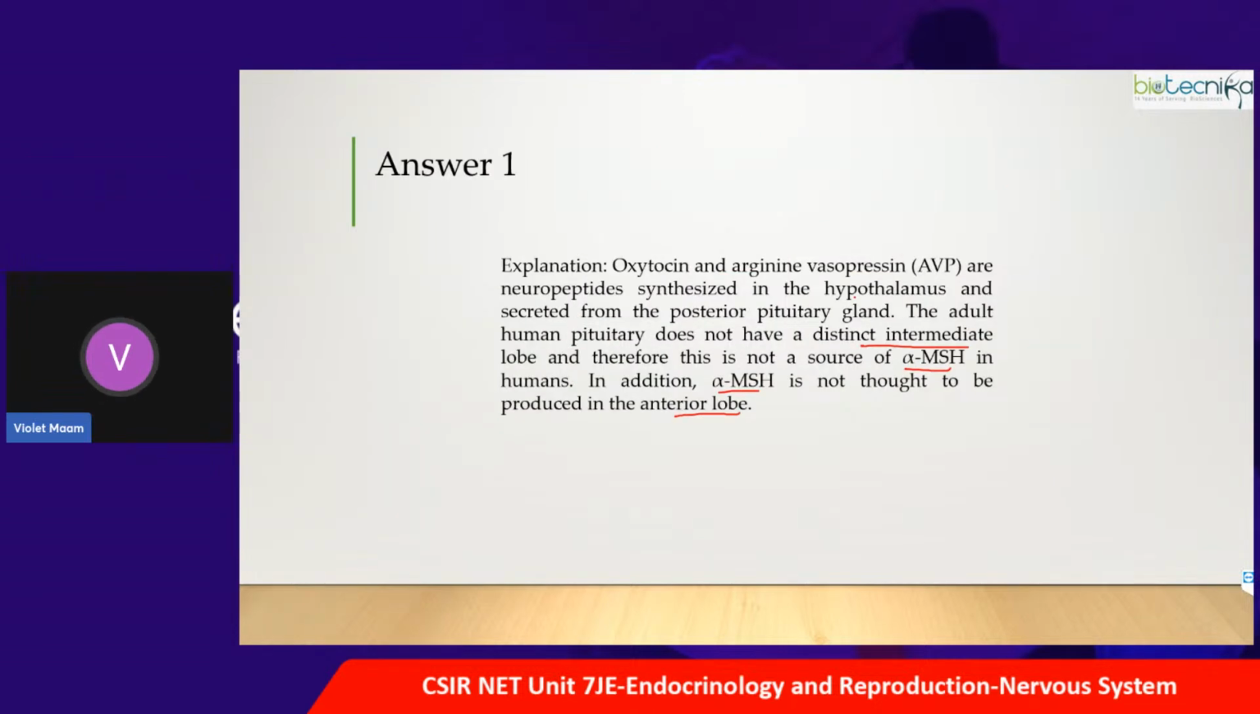So I have already discussed oxytocin and vasopressin. They are neuropeptides synthesized in the hypothalamus and secreted from the posterior pituitary gland. And the other points we have already discussed.